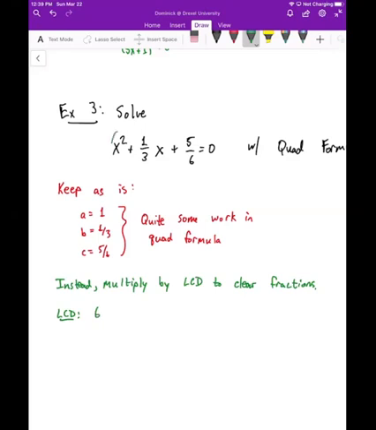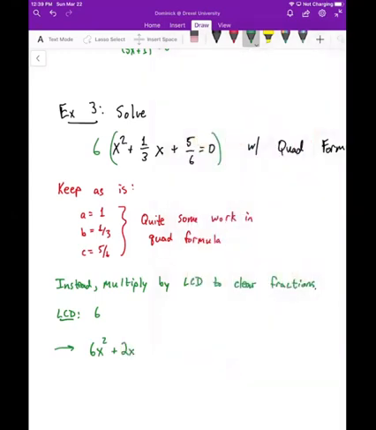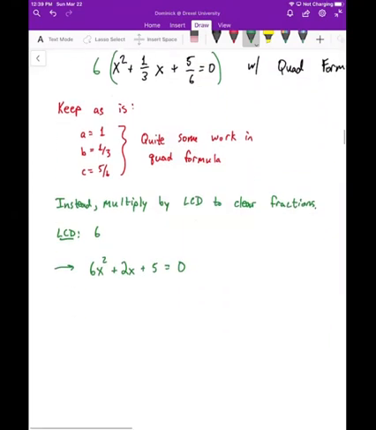So if we multiply the original equation on both sides by 6, we get 6x squared. Then if I do 6 times 1/3, I get 2x, right? 6 divided by 3 is 2. And if I multiply 6 by 5 over 6, the 6's cancel, and I get 5. And of course, 6 times 0 is still 0. So now my a is 6, my b is 2, and my c is 5.